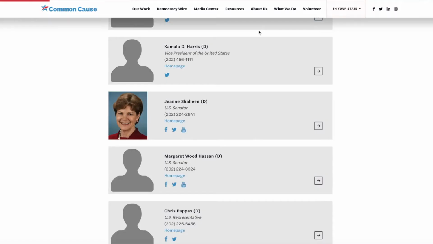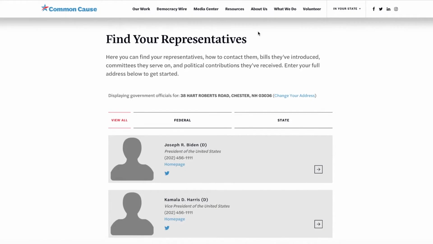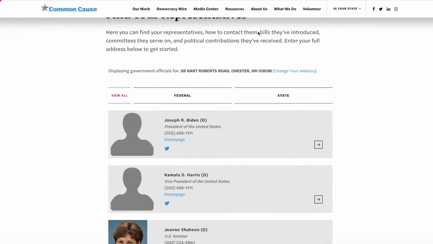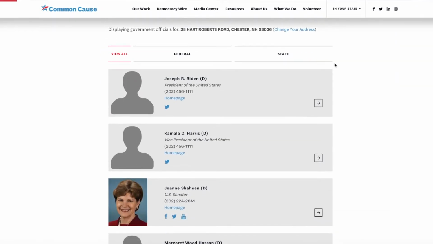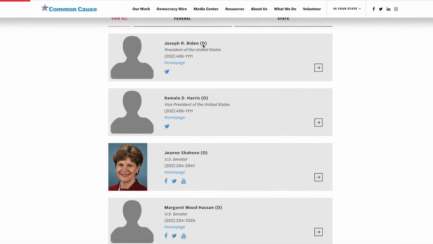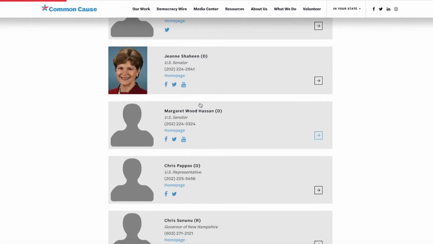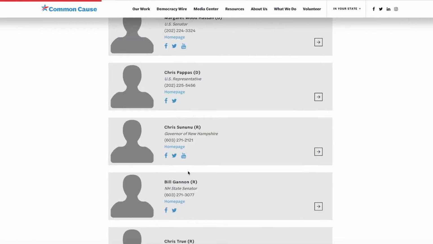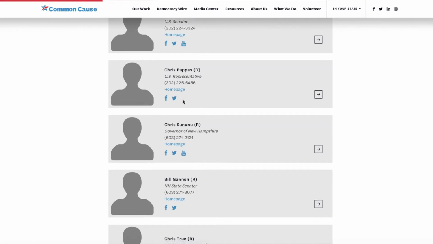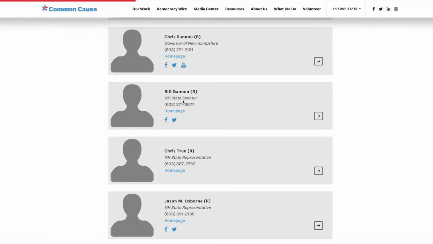In this case, I've already got an address put in, and it scrolls down and gives you everything. If you say View All, it gives you everything. Federal, of course, starting off with the president and the vice president, and then it gets to your two senators for your state, and then your representatives, based on your address. It shows you who you can get in touch with. And it goes on down to the state level: governor, state senator, and state representatives. So it's super easy to find them.